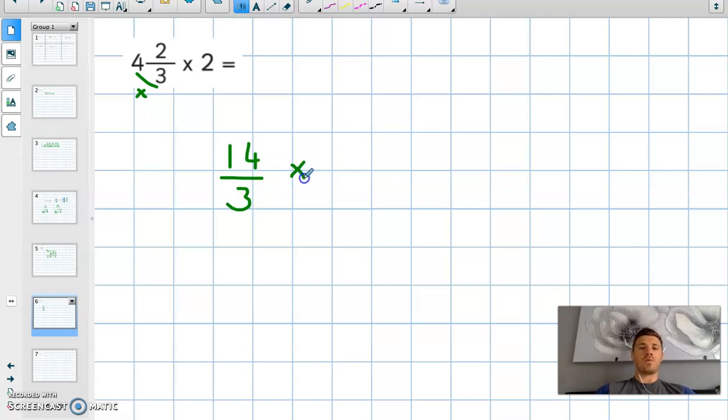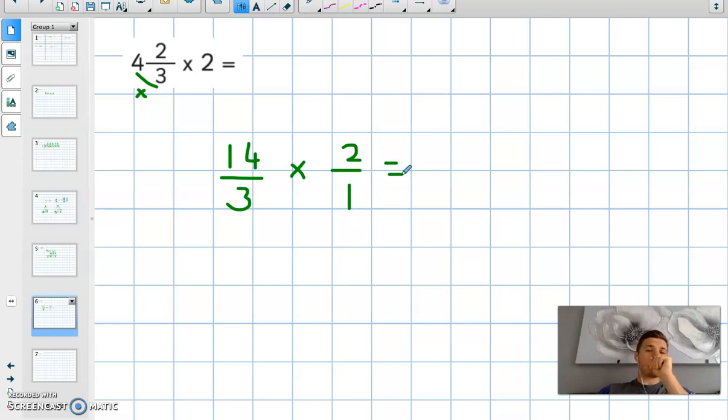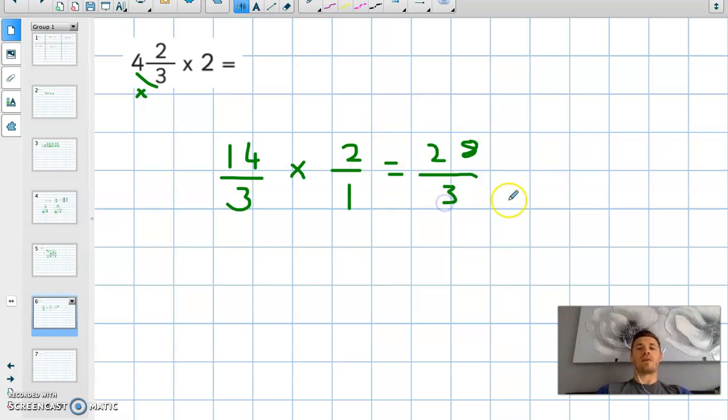Now what we need to do with this whole number is convert it into a fraction, and we know that whole numbers are always over 1. So 2 at the moment is actually 2 over 1. And then when we multiply two fractions together, we multiply the numerators first. So 14 multiplied by 2, so double 14 is 28. And then 3 multiplied by 1 is 3. The denominator stays the same.